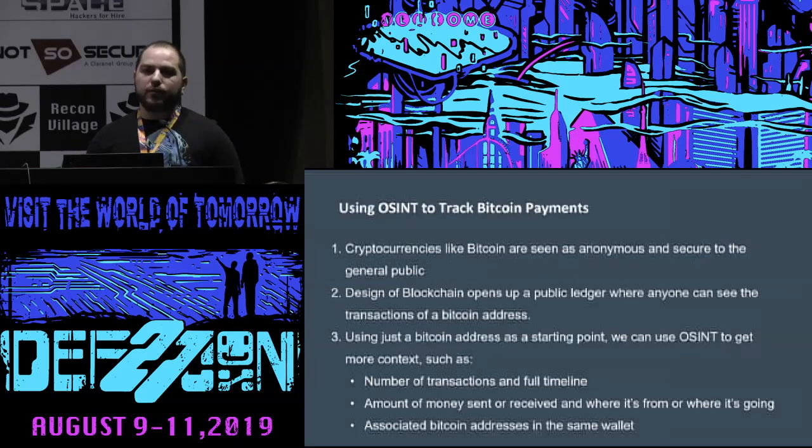So if you look at OSINT for stuff like Bitcoin, because of the way Bitcoin is designed, the general public might see it as being secure and anonymous. But in reality, you have this public ledger on the blockchain of all the transaction information associated to a Bitcoin address. So if I'm looking into someone's Bitcoin wallet address, I know it's associated to them. I can now see all their transactions on the blockchain, like number of transactions, full timeline of those, amount of money sent or received, where it's coming from, where it's going to, and then any other associated Bitcoin addresses, maybe in the same wallet as that one. That can be very valuable for investigation purposes. So before, if people wanted to do financial crime analysis, they had to have special access to banks. Now you can do it publicly using OSINT with things like the blockchain.